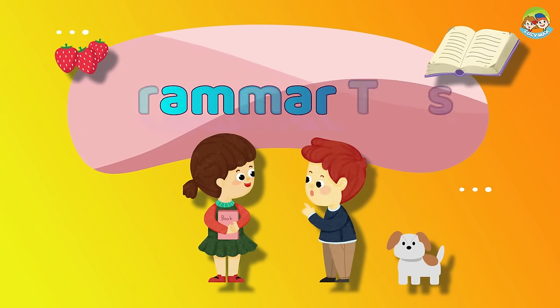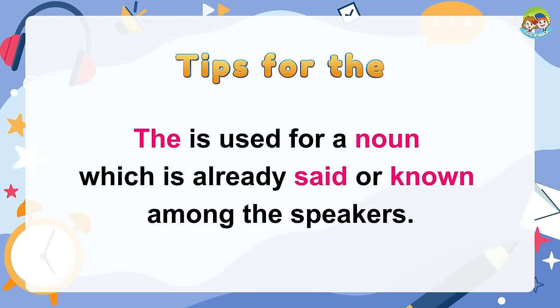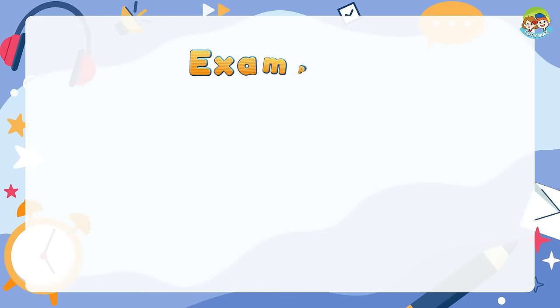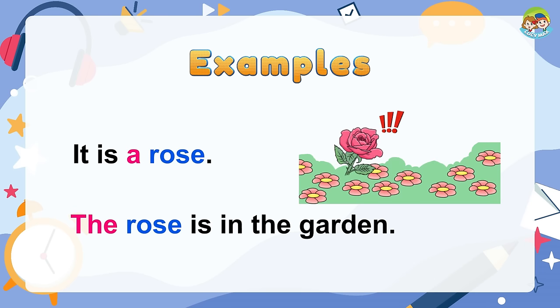Grammar tips. We have tips for using the. We use the for a noun that is already said or it's known among the speakers. Examples. Let's look at some examples. It is a rose. The rose is in the garden. We use the for rose because we already talked about the rose.